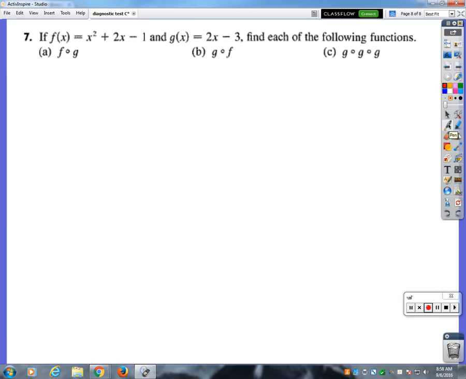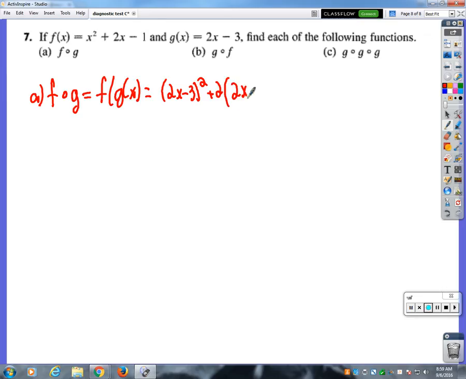Remember, that little open circle there, in this case, does not mean multiplication. It's "of," and that's what it's all about, understanding that it is "of." That f with a little circle of g means f of g of x. So what that means is I'm going to take the g of x function and substitute it into the f function. So every x in the f function is going to be replaced with 2x minus 3. So x squared becomes (2x minus 3) squared plus 2 times (2x minus 3) minus 1.